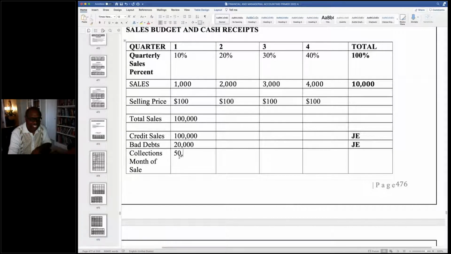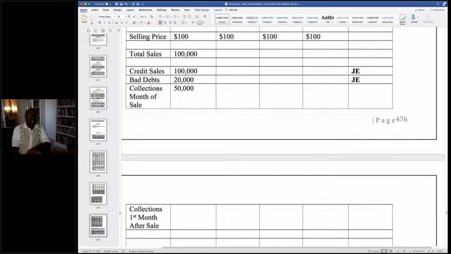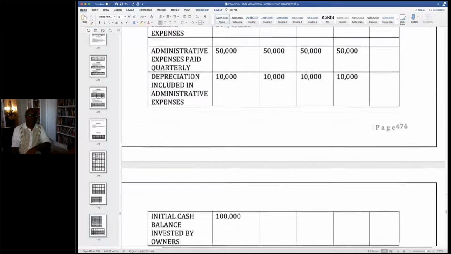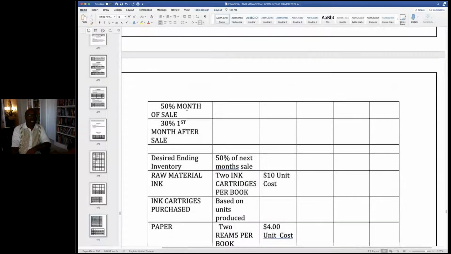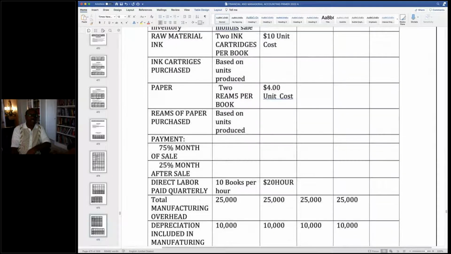Professor Boyd. Yes. Hold on, let me see something real quick. How did you get 50,000, Professor Boyd? It says collections in the month of sale, and our assumptions are 50%. Oh, okay, never mind, I see that. Collections 50%, then 30, and these should be quarter after sale.